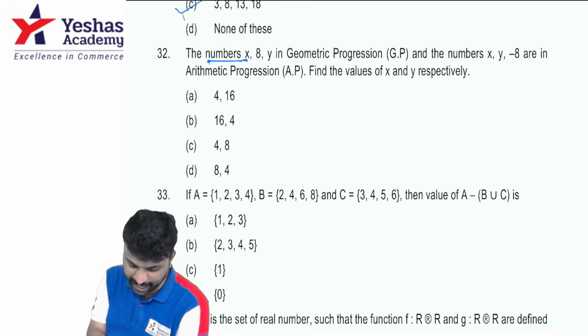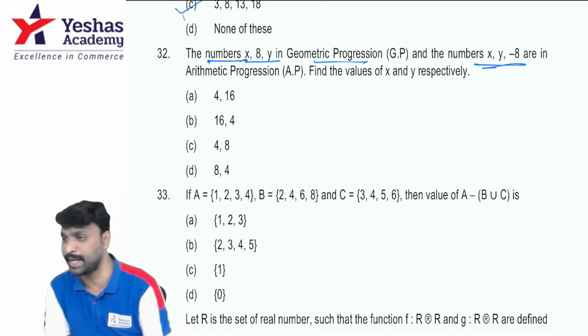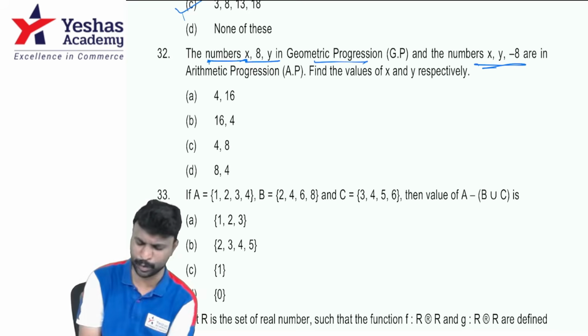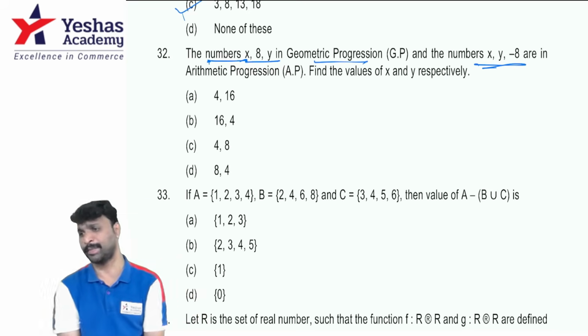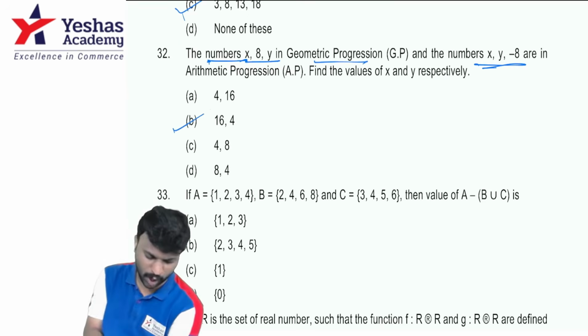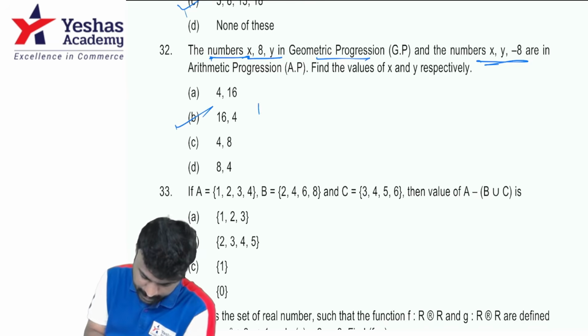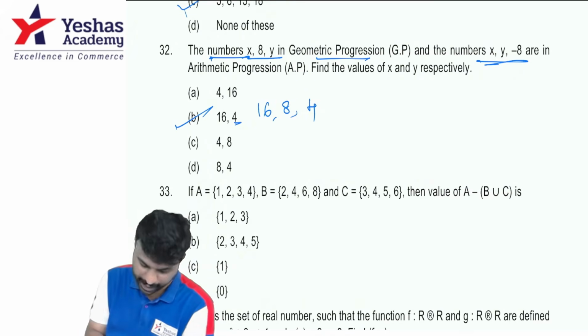The numbers 8, x, 8, y are in geometric progression, and the numbers x, y minus 8 are in arithmetic progression. Find the values of x and y. Guys, by option hitting we can solve it. If I hit option B, x value is how much? 16. Y value is how much? 4. Guys, are they in GP? 8 by 16 is 1 by 2. 4 by 8 is 1 by 2. They are in GP, right?